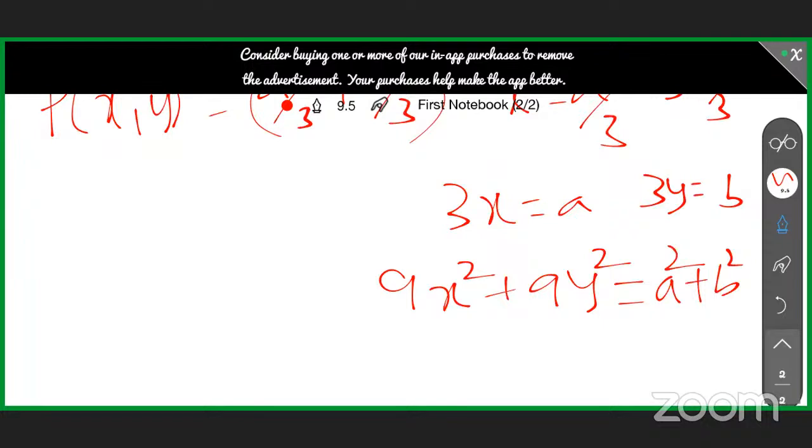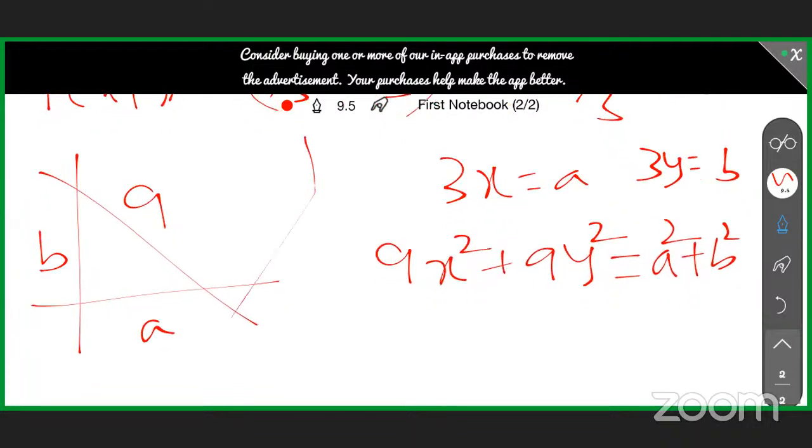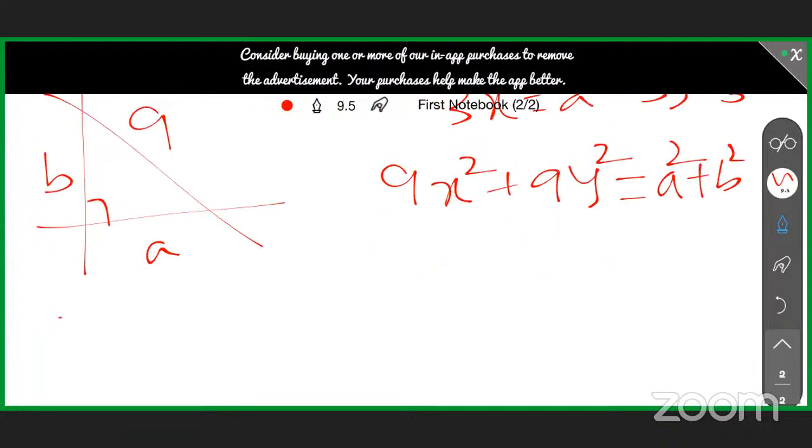I have to simplify much further. For simplification, they have given this. This distance is my A, this distance is my B, and this is 9. Yes or no? So by using Pythagoras theorem, here it is a right angle triangle. So A square plus B square is equal to 9 square, that is equal to 81. Yes or no?